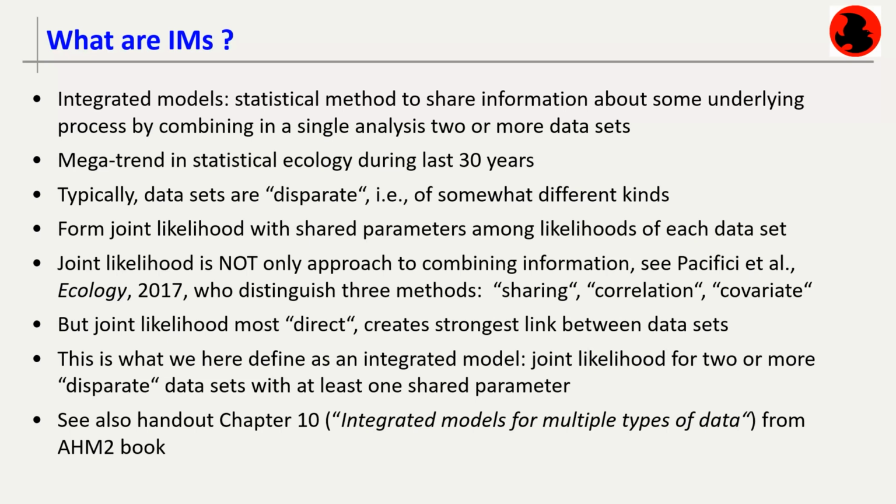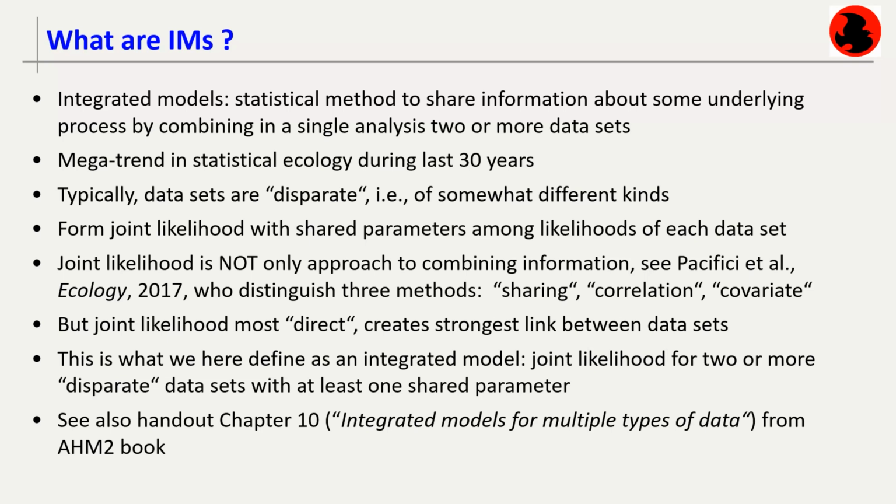Typically the data sets which we combine are disparate, which means they're different in some kind. If they were the same and we just had a bigger sample, we would just think of these as fitting the same model to a bigger sample size. But no, there is some sort of difference which must be addressed in the model, which is then our integrated model. So we form a joint likelihood with shared parameters among the likelihoods of each data set.